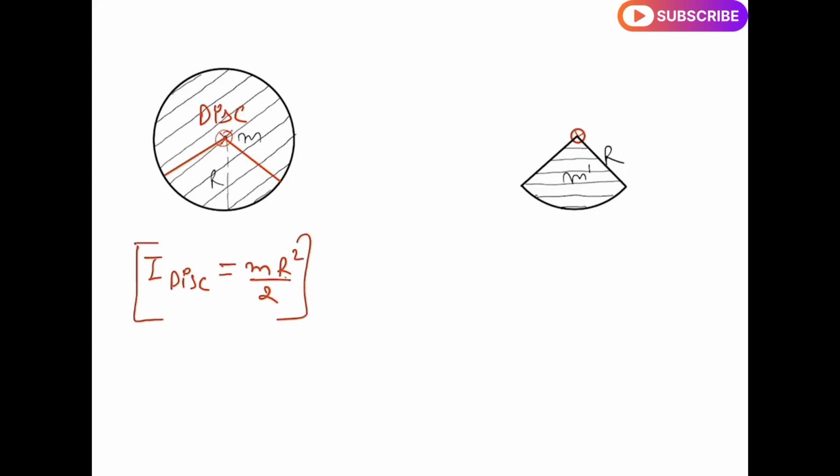Now similarly, if we find out the moment of inertia of this small part of this disk, then the formula would remain the same, and I can say that the moment of inertia of this sector would be m dash r square by 2 about the same axis which is perpendicular to the plane and passing through this point. Now, the value of moment of inertia would be different due to the fact that the mass of the disk and the mass of the sector would be different, but the formula of moment of inertia is same.